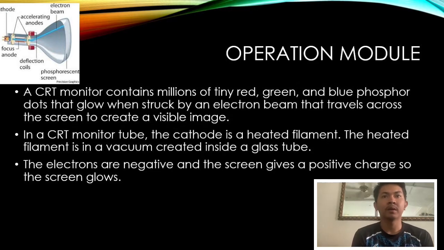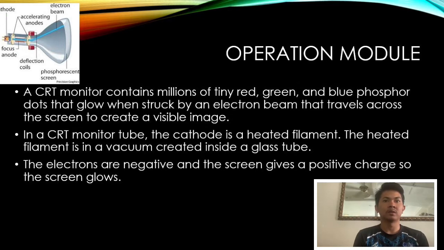Okay, my part is the operation module. A CRT monitor contains millions of tiny red, green and blue phosphor dots that glow when struck by an electron beam that travels across the screen to create a visible image.